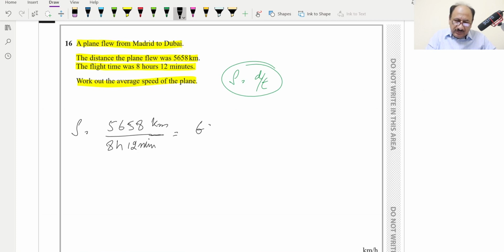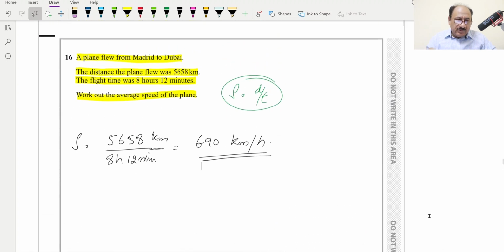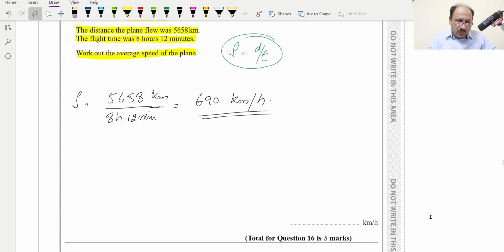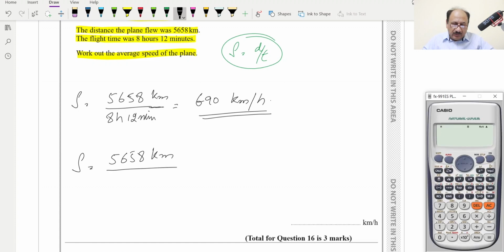So we can write 690 and the answer will be in kilometers per hour. So this is done. This is basically a 3 mark question. But another way, if you want the alternate way, S will be equal to 5658 kilometers, and time you can separately convert. What you will be doing, you will be writing 8 hours, this one R button, and 12 again R button, minutes, and press equal to this one.